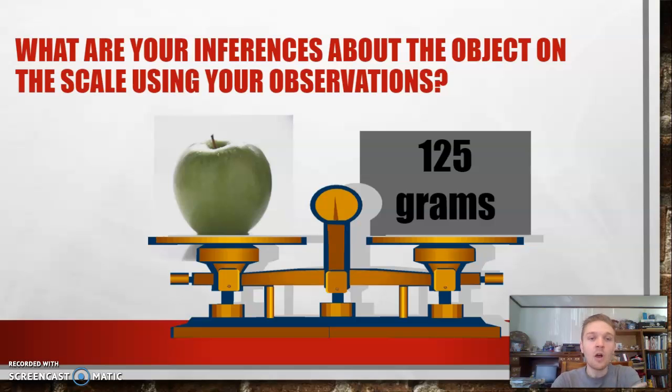So let's review our observations really quick. So we have the apple there. It's green. It's shiny. The two pans there are balanced. And we have that block over there that says 125 grams on it. So if I were to make an inference, I could say, all right, well, that apple, it's green. It's shiny. It's probably good to eat.